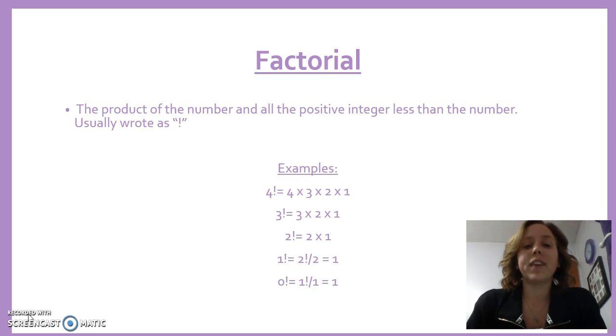The next is 3 factorial. That ends up being 6 because it's 3 times 2 times 1. The next one I have for you is 2 factorial. 2 times 1, so just 2. The next one is 1 factorial.